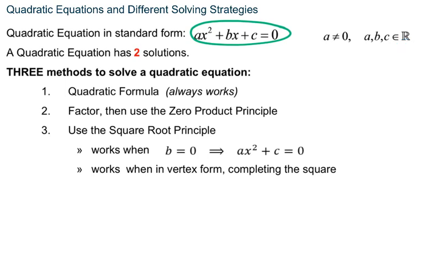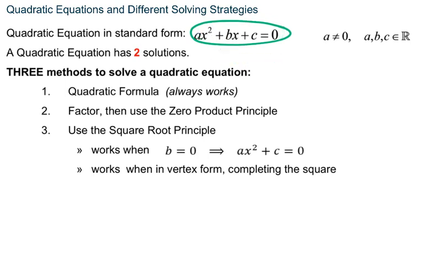And the only restriction is that A is not allowed to equal 0. Why is A not allowed to equal 0? If I let A equal 0, 0 times x squared would be 0, and we would not have a quadratic equation. We would have something that is linear.